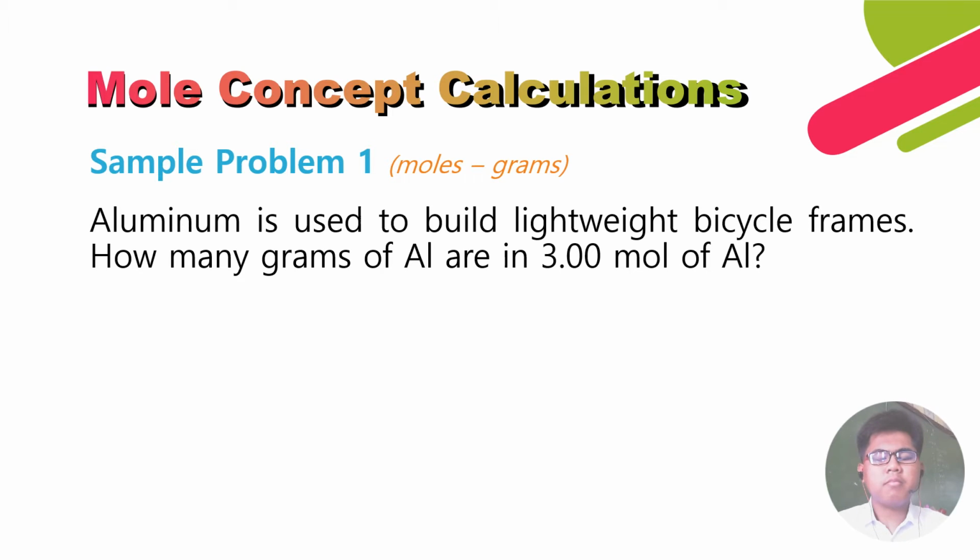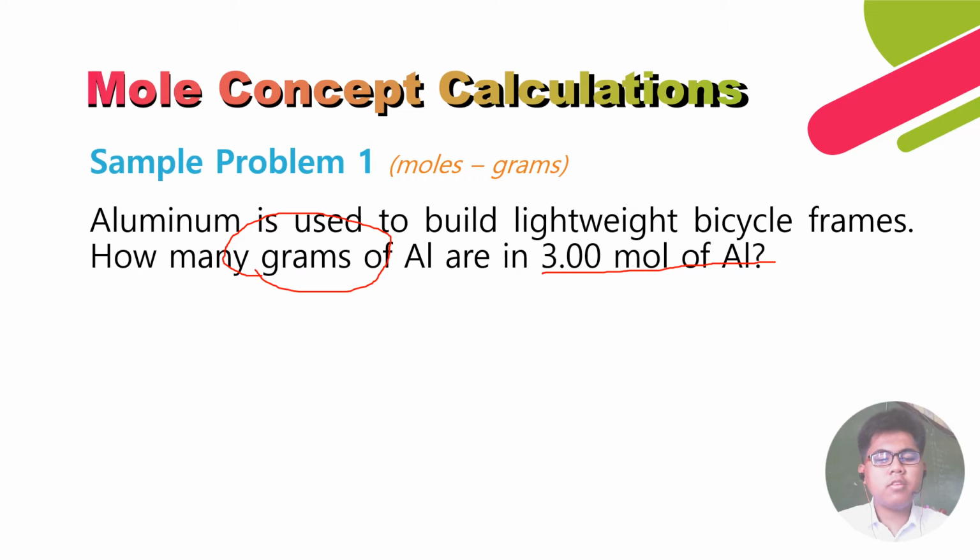As I mentioned earlier, first you have to identify the given and identify the missing quantity or missing value in the problem. So, sino po o alin ang given? Okay, very good. We have 3 mole of aluminum. And the missing value is the grams.